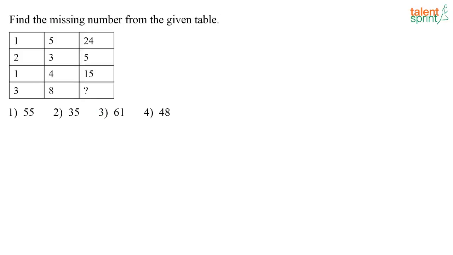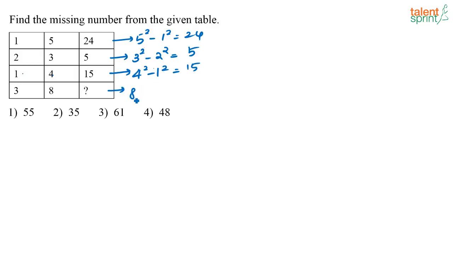Next one, find the missing number from the given table. Which is the missing number? See, what is the logic being used? 5 squared minus 1 squared is equal to 24. Here you have 3 squared minus 2 squared, that is 9 minus 4, which is equal to 5. Similarly, 4 squared minus 1 squared is 16 minus 1, which is equal to 15.